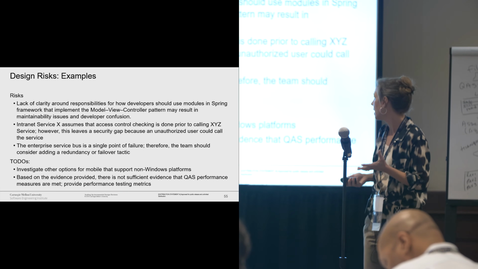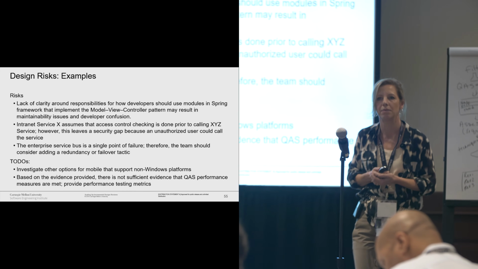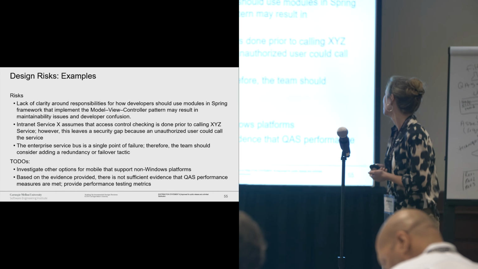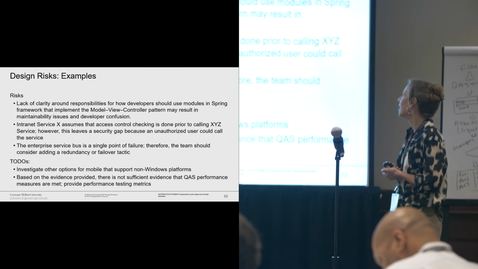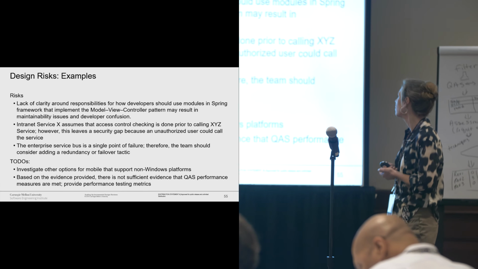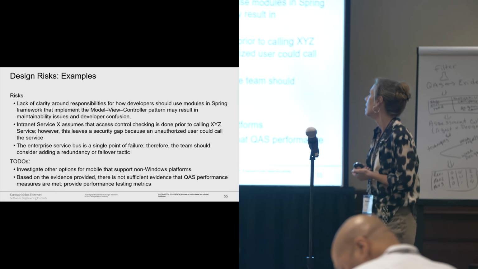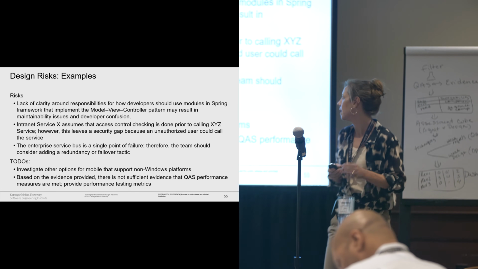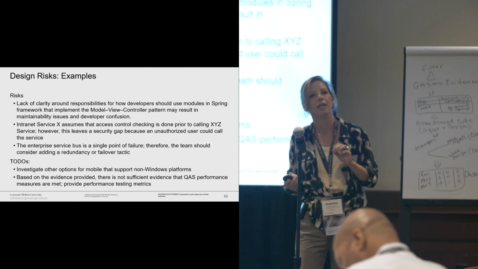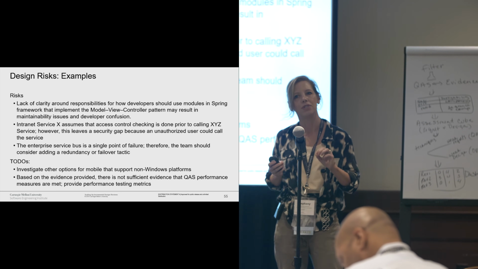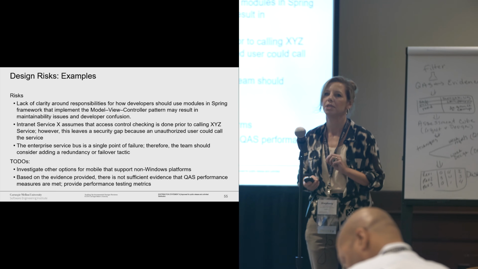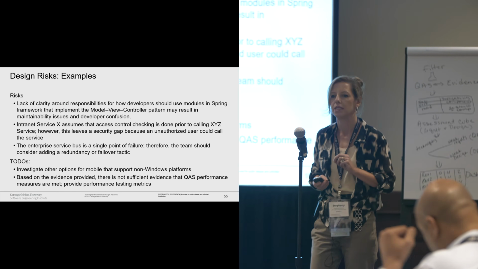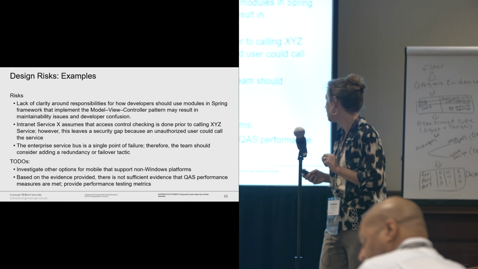So here's some design risk examples. I know you guys are probably very familiar with writing down design risks, so I won't go into these in too much time, but basically, here's our old friend, the lack of clarity around responsibilities for how developers should use modules in Spring framework that implement the model view controller pattern may result in maintainability and developer issues. So basically, if the team, this is the one I just showed you, is not clear about where to put the business logic or some other logic in the Spring framework, then that causes maintainability and dependency issues. So that's an example of risk.